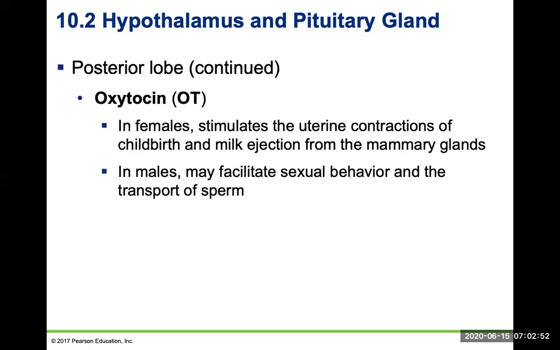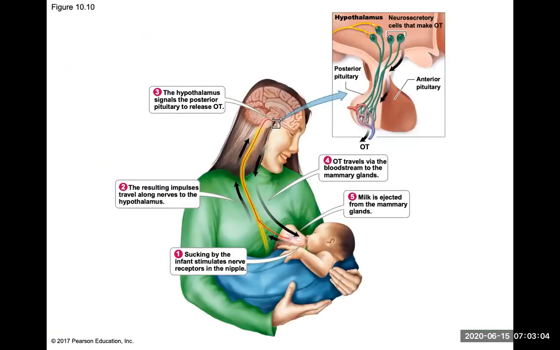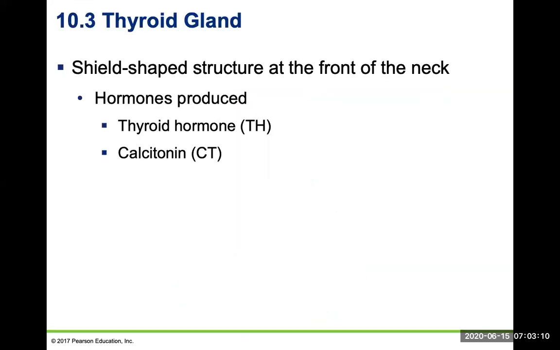Oxytocin then stimulates your uterine contractions of childbirth and the act of milk ejection from the mammary glands. In males, it may facilitate sexual behavior and the transport of sperm. So here's a look at how oxytocin will stimulate the ejection of milk from the mammary glands.